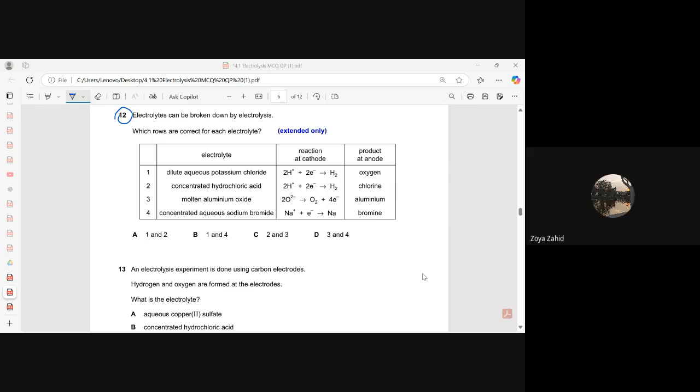What about the third and the fourth one? What is wrong with these two rows? So in the third one, at the cathode, we'll get aluminium, and at the anode, we should get oxygen. Very good, excellent. Okay. For the fourth one, what did you say? For the fourth one, hydrogen should be formed at the cathode, and bromine should be formed at the anode. Yes, very good. Okay. Let's look into the next question.